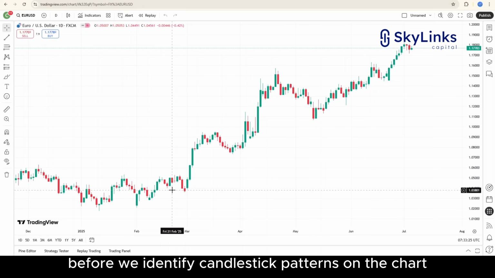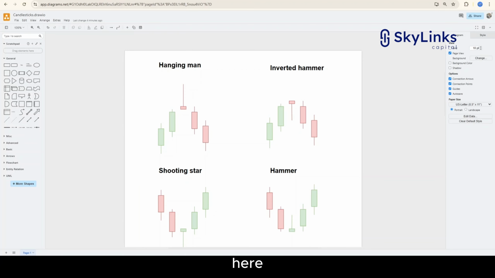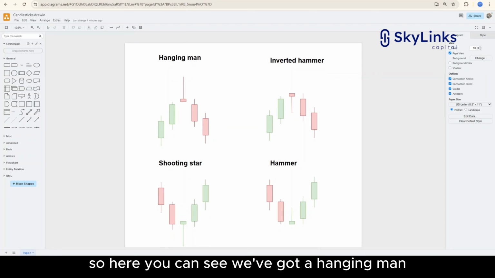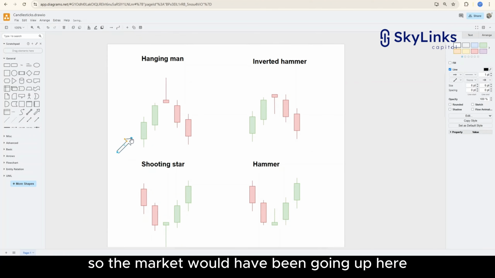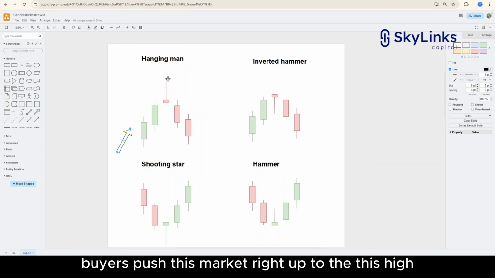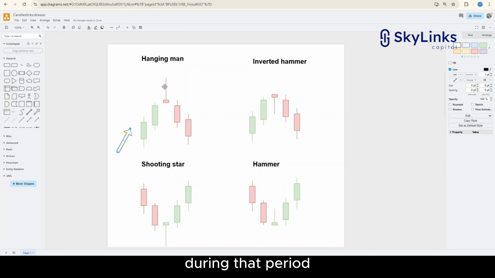Before we identify candlestick patterns on the chart, I've drawn a few out so I can explain the mechanics of each reversal pattern. Here we've got 4 different types of candlestick patterns. So here you can see we've got a hanging man. This is when a market would have been trending higher, so the market would have been going up here. Then you get this hanging man. What this shows is that buyers push this market right up to this high, but sellers then pushed it the whole way back down and actually gained control during that period.